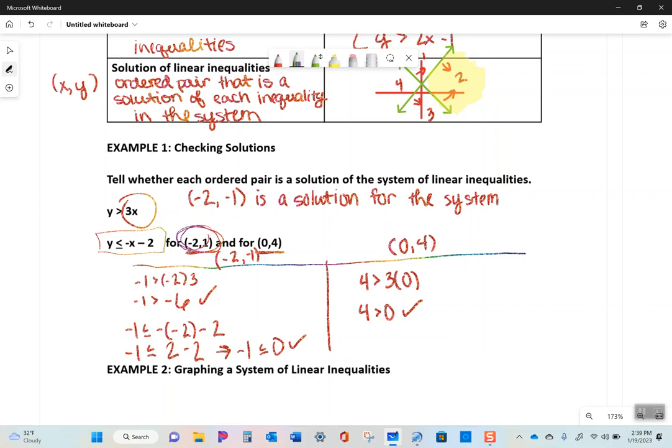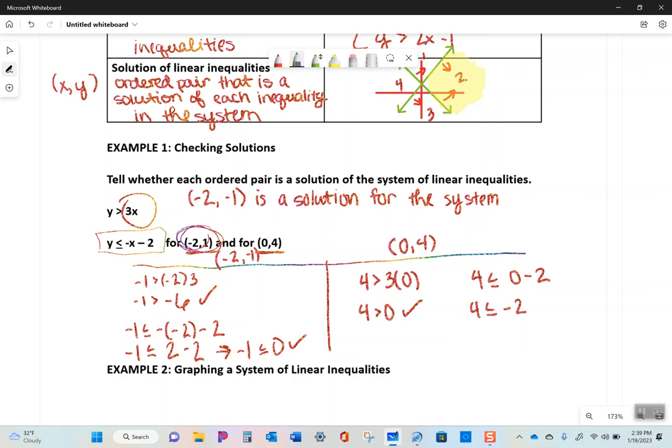Y is greater than 3x. But let's check the bottom one now, okay? What's this inequality going to look like when we plug in 0, 4? Well, is that a y up in the front of our inequality? It would be 4. 4 is less than or equal to 0 minus 2. Okay. It should be 4 is less than or equal to -2.